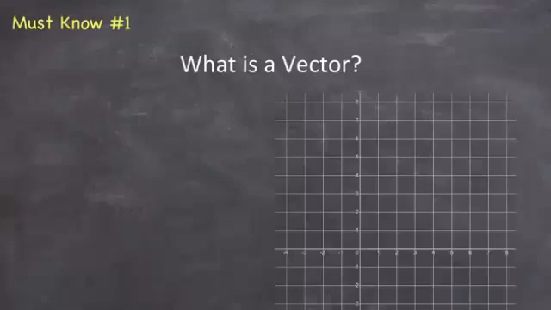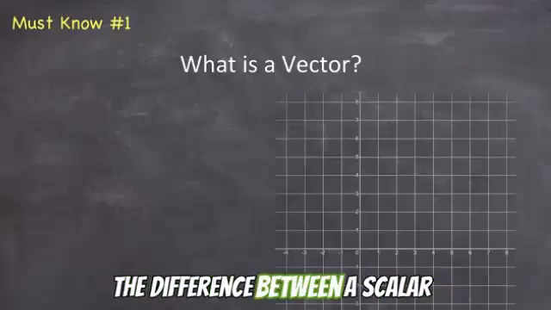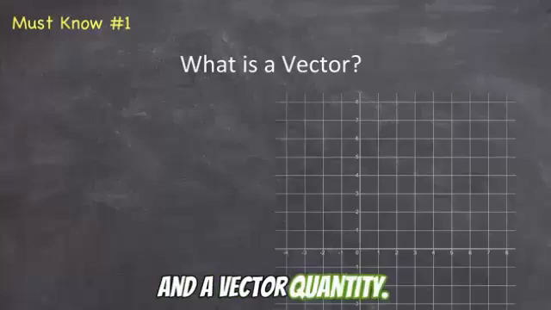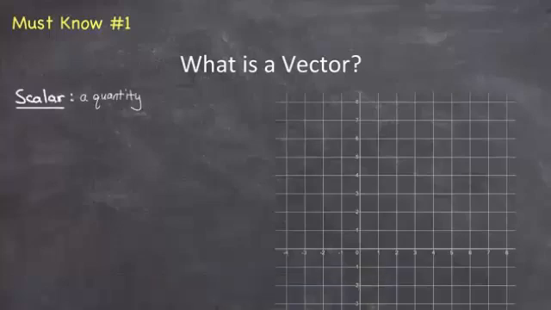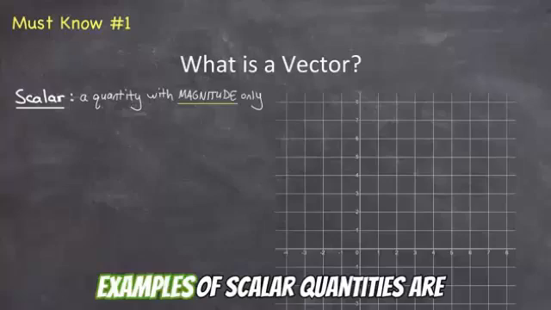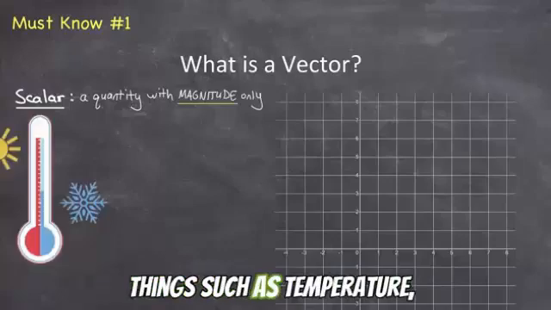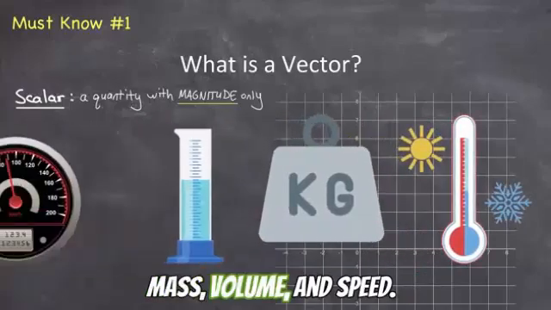What is a vector? Let me start by explaining to you the difference between a scalar and a vector quantity. A scalar is a quantity that has magnitude only. Examples of scalar quantities are things such as temperature, mass, volume, and speed.